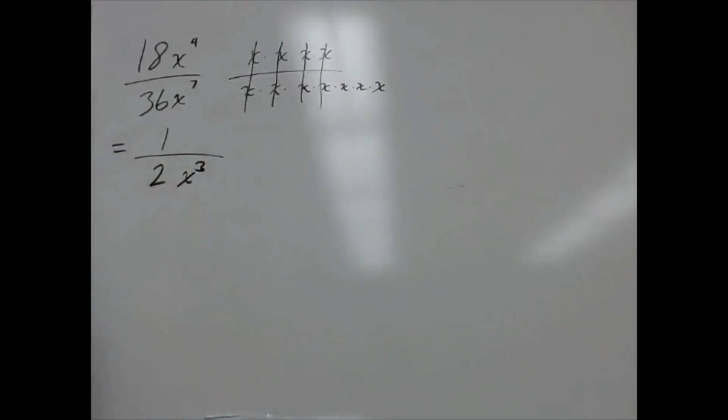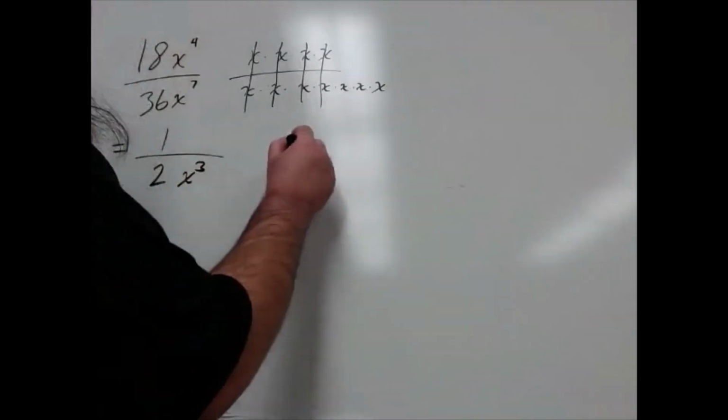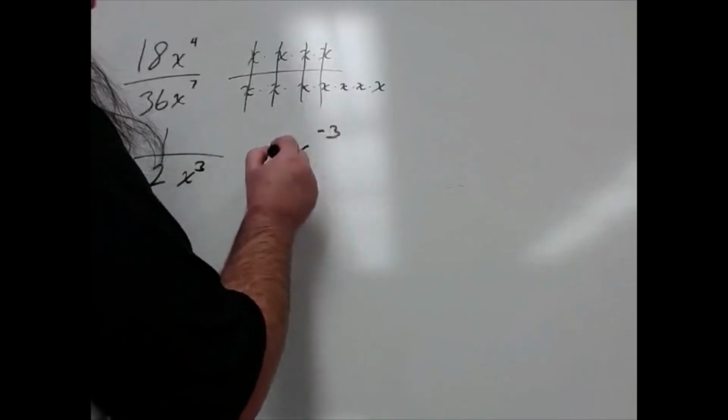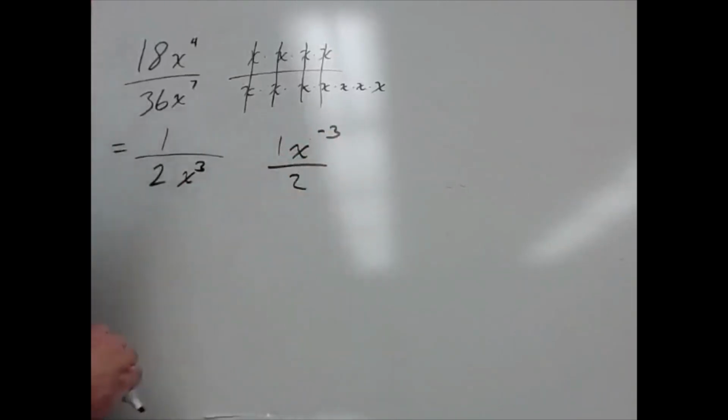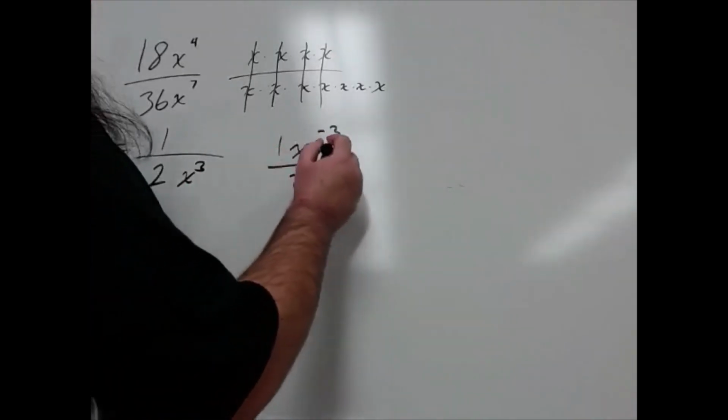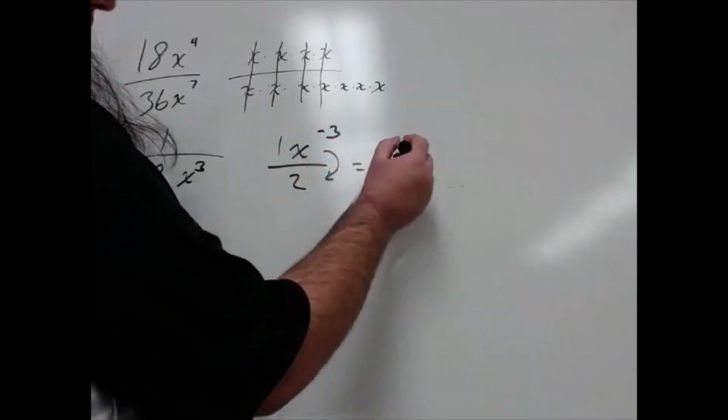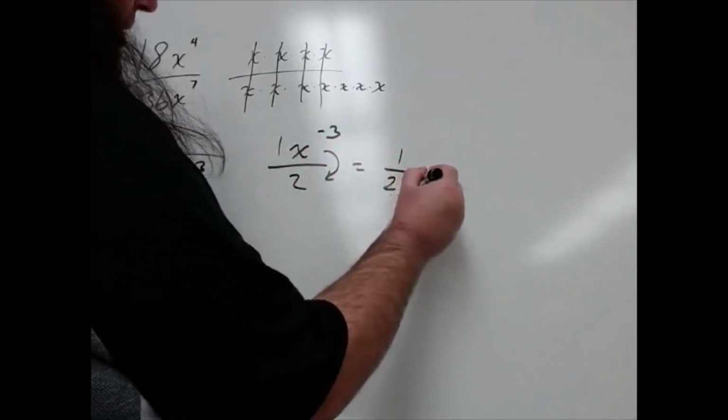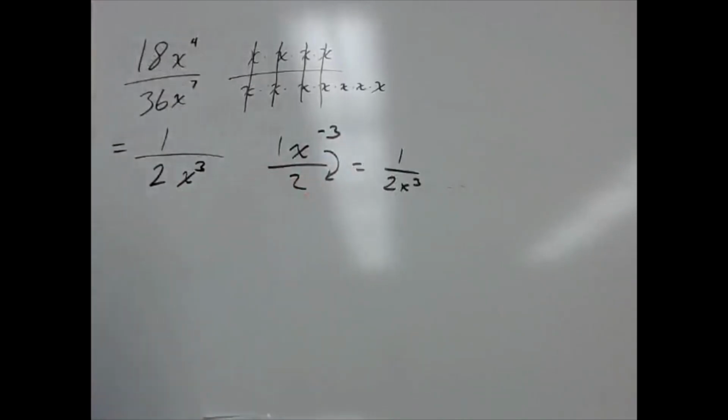Another way of getting this answer is doing 4 minus 7, which gives you negative 3. So then you'll have x to the negative 3 over 2. And then to make this a positive exponent, you just bring it down into your denominator. So that's an alternative explanation for that one.